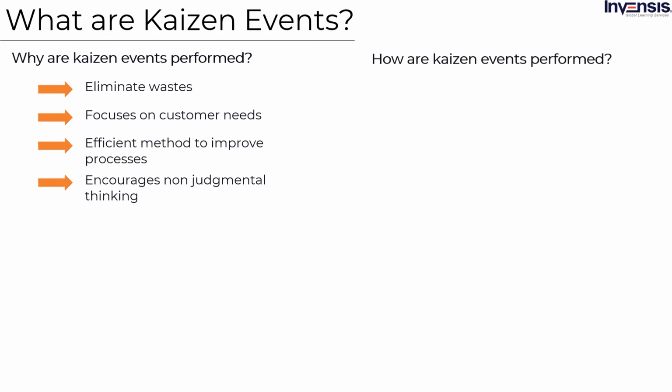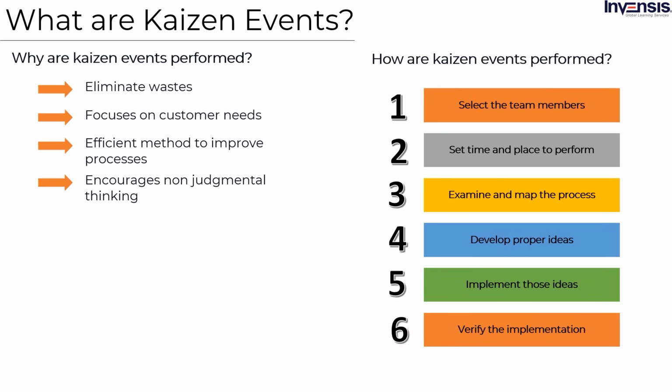But, do you know what steps are to be followed in the Kaizen events? Now, let us talk about that. Usually, a Kaizen event begins when a problem is already defined, or with a process, product, or area that may need improvement is already identified. The Kaizen event follows 4 basic steps. First, select the team members and set a time and place for performing the Kaizen event. Second, examine and map the processes that are to be improved. Then, develop proper ideas for improvements. And, finally, implement the improvements, and evaluate them.